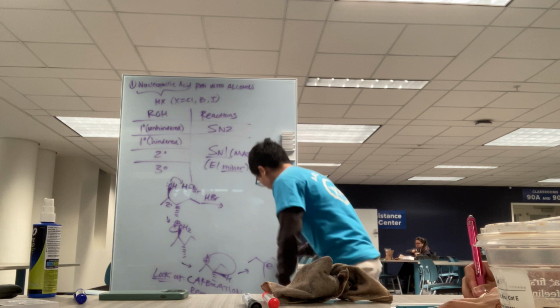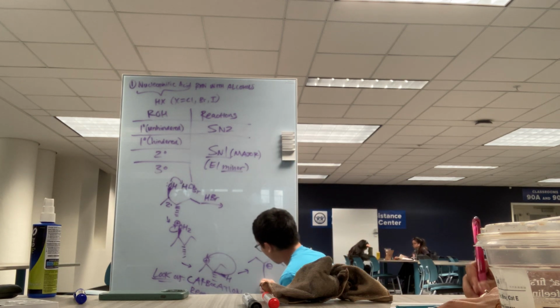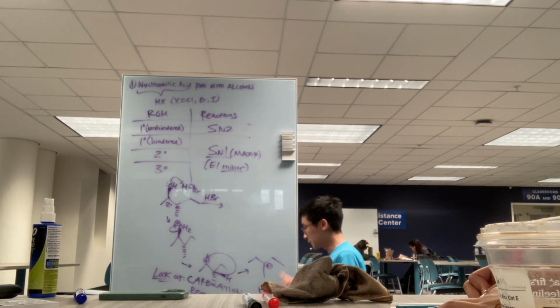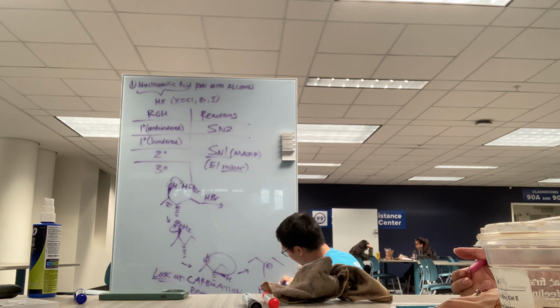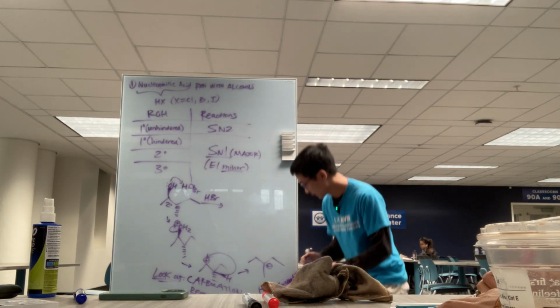And the reason why is because of hyperconjugation. So that might show up as conceptual questions, multiple choice questions. Hyperconjugation is the factor that makes the carbocation more stable.